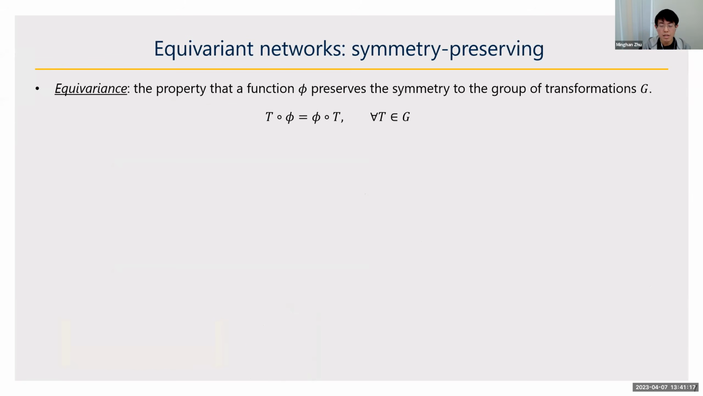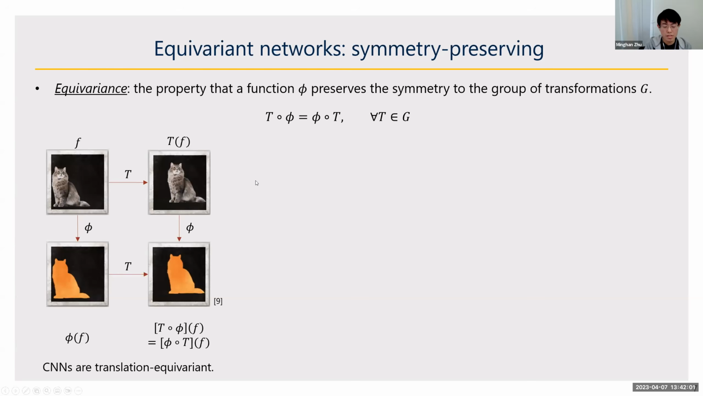Basically, equivariance is a property we use to describe a function. If the function preserves the symmetry to some group of transformations G, then we say that this function is equivariant to the group G. In other words, the order of applying the transformation and applying the function does not matter. You can exchange them. Here, the circle notation denotes the functional composition. So basically, T composed with phi is equivalent to phi composed with T. That means these two operations are interchangeable.